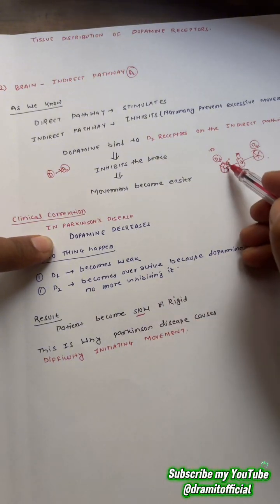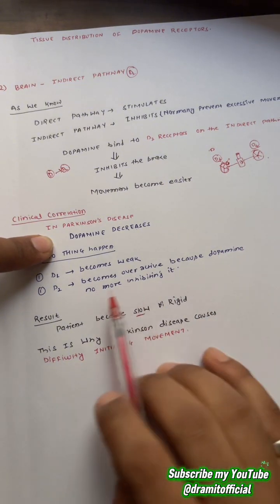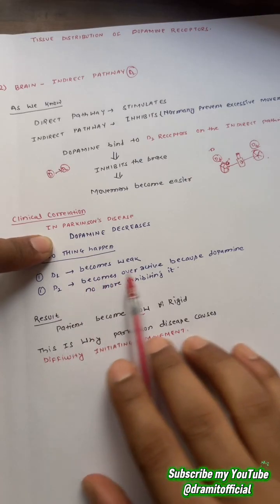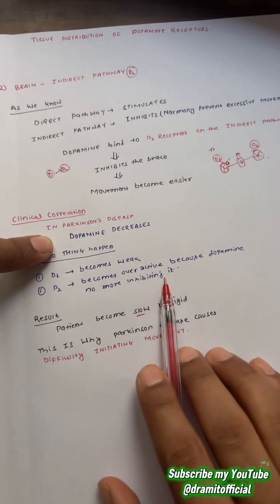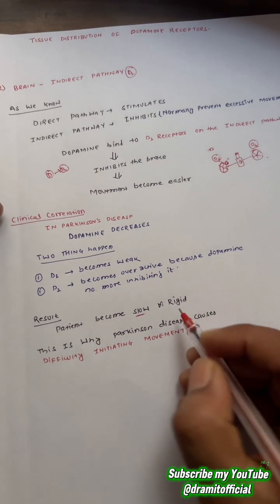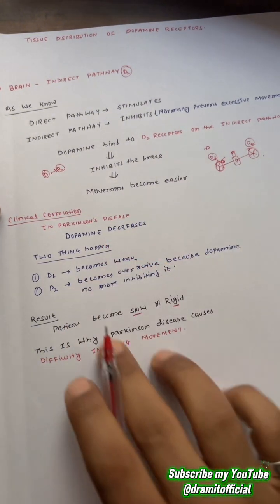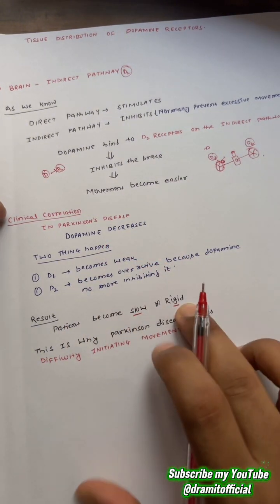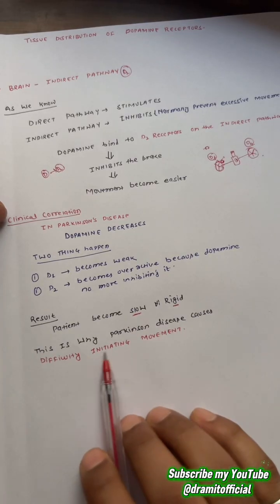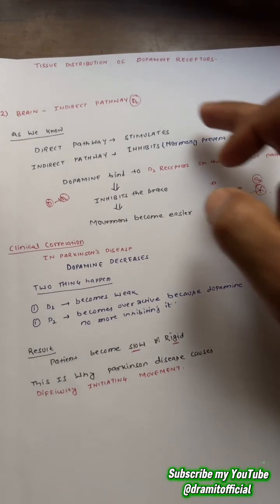The brake will apply more on the wheel, so the D2 receptors become more active because dopamine is no more inhibiting them. So what will happen? The patient will be rigid because more and more brake is applied, so the patient becomes slow and rigid. So this is why Parkinson disease causes difficulty initiating any movement. Okay, so this is actually the pathway.